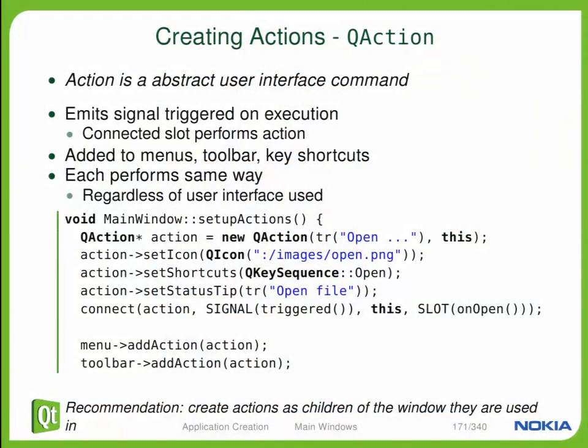Now that we have the ability to have menu bars and toolbars created for us, the question is, how do we populate these things with things like open a file or save a file, actions that the user is going to want to perform on your document? Well, Qt's answer to that is QAction. QAction is an abstraction. There is no widget behind QAction. It is just a collection of data.